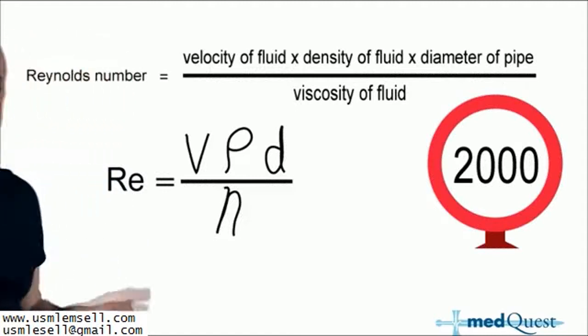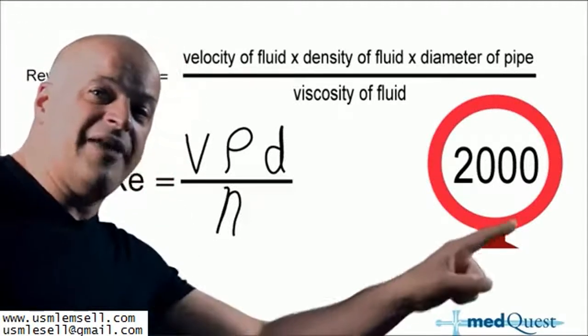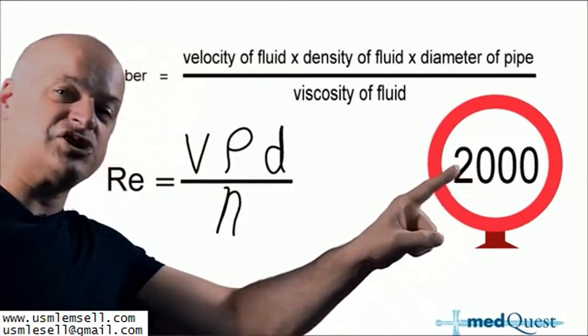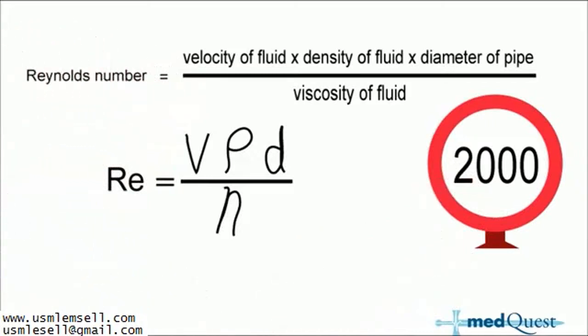Here's another measure of that Reynolds number. A unitless number, our friend, the Reynolds number, and that's the unit. Above 2,000 means severe turbulence. Below 2,000 is minor turbulence.